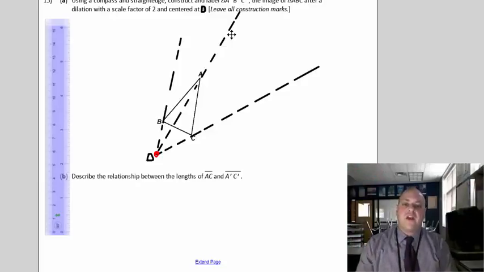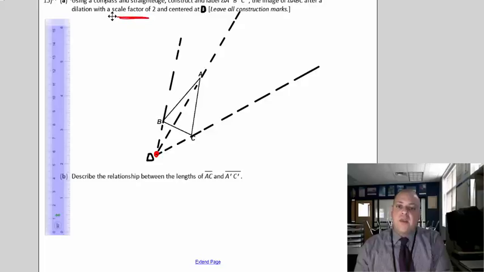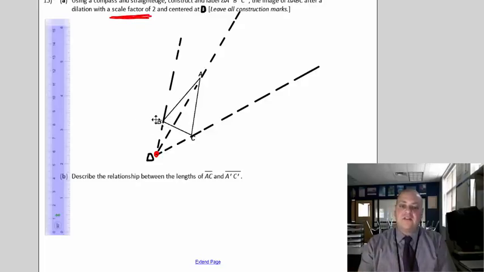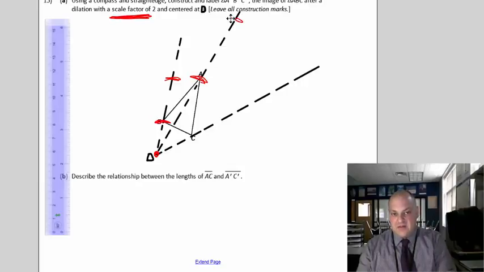Because we're doing a scale factor of 2, all we have to do is copy the distance and do it one more time. So if I get my compass to go DB, then put my compass on B and copy that distance. Put your compass on DA, and then copy that distance, whatever that distance is.